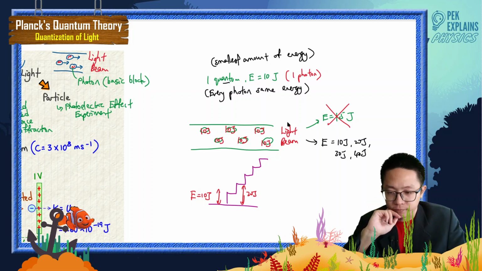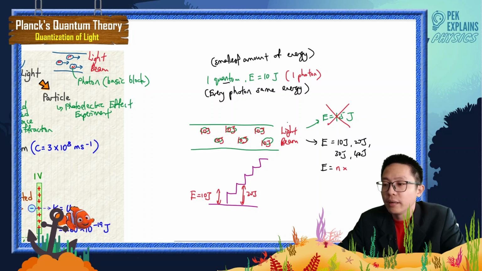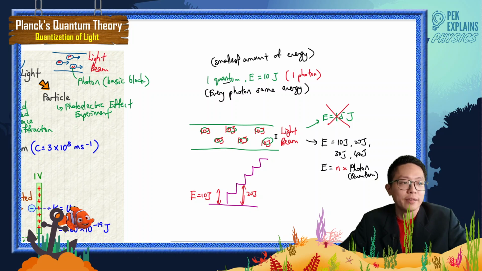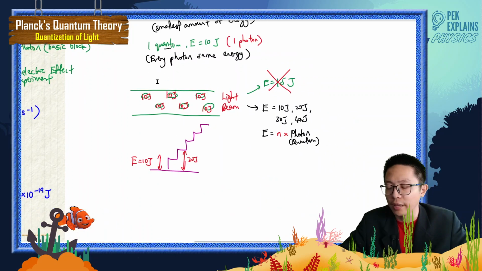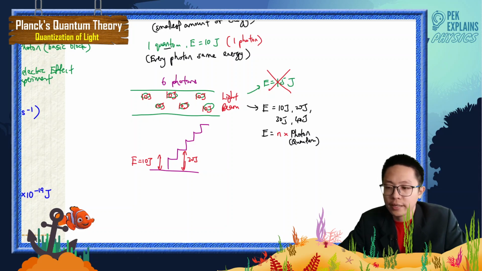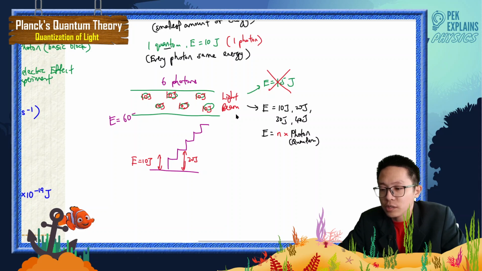That means it is like n multiplied by 1 quantum, n multiplied by 1 photon: the number of photons multiplied by the energy for 1 photon, or 1 quantum. So it depends on how many photons you have. Like in this example, you have 6 photons of light. So this light beam has how much energy?